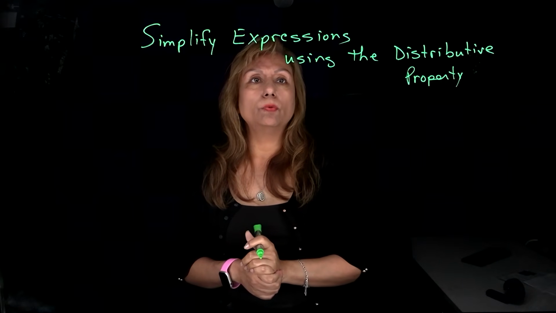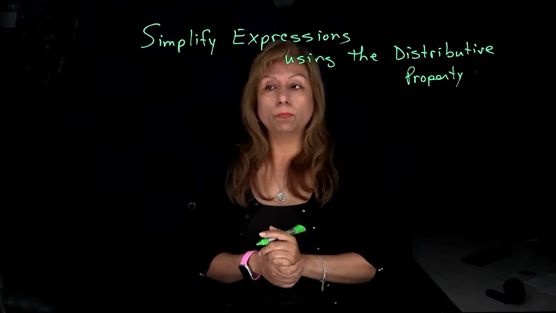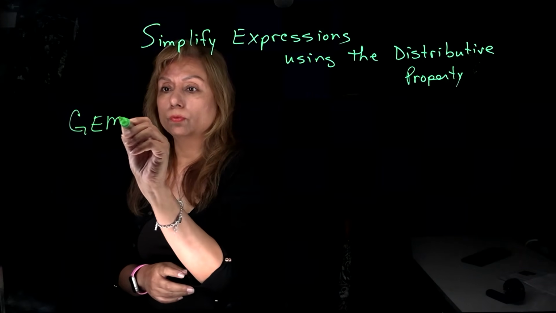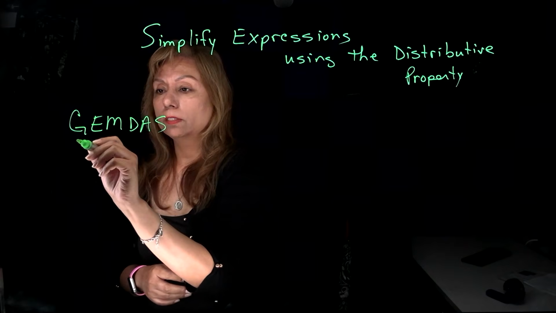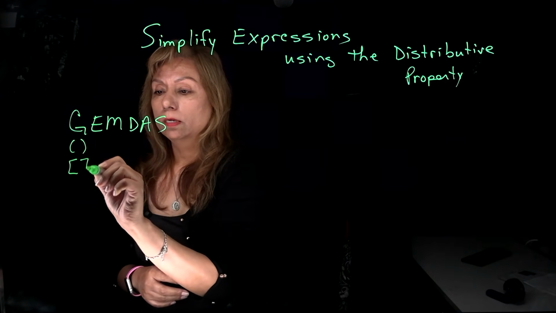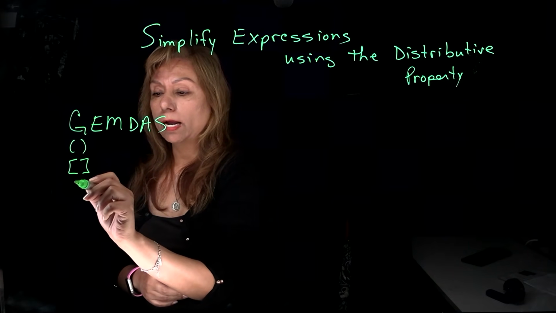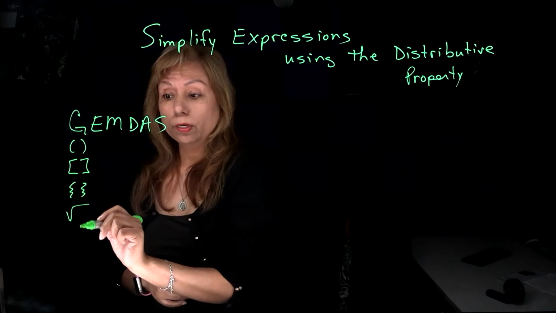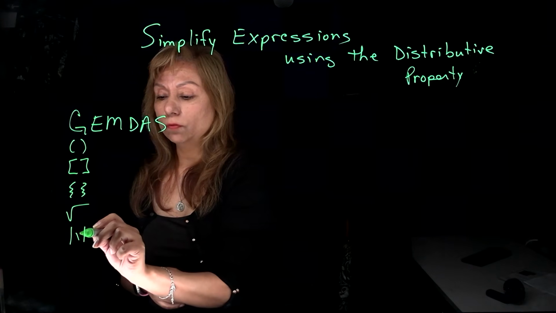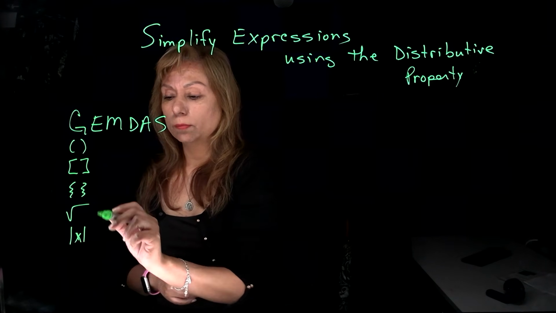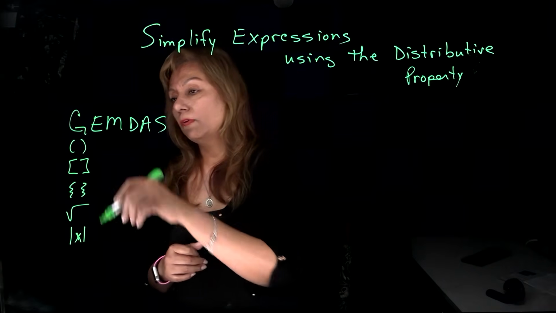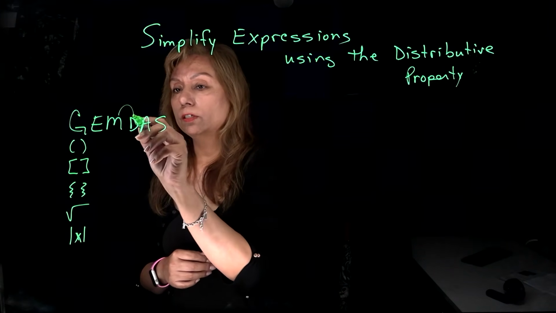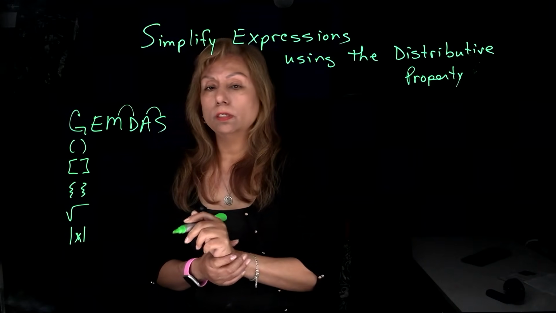So we're going to continue with simplifying expressions using the distributive property, but let's just take a step back and make sure we didn't forget the GEMDAS rules. Remember, GEMDAS dealt with our grouping symbols: parentheses, brackets, the braces, anything under the square root, anything inside absolute value. I'll put an X there so it doesn't look like the number 11. So all of that falls in our grouping categories. Our exponents, powers, multiplication, division, addition, subtraction.